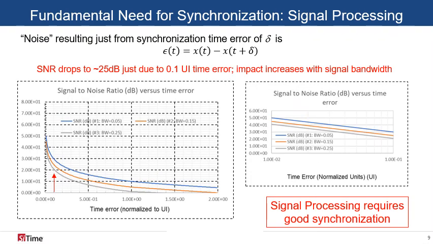That's what I show here. The noise is just the difference between what you expect and the delayed version of it, the delay being a result of sync. And we see that the SNR drops dramatically as the time error increases. That's number one. And number two, it drops also with the bandwidth of the signal. So the wider the bandwidth, the more drastic is the drop.